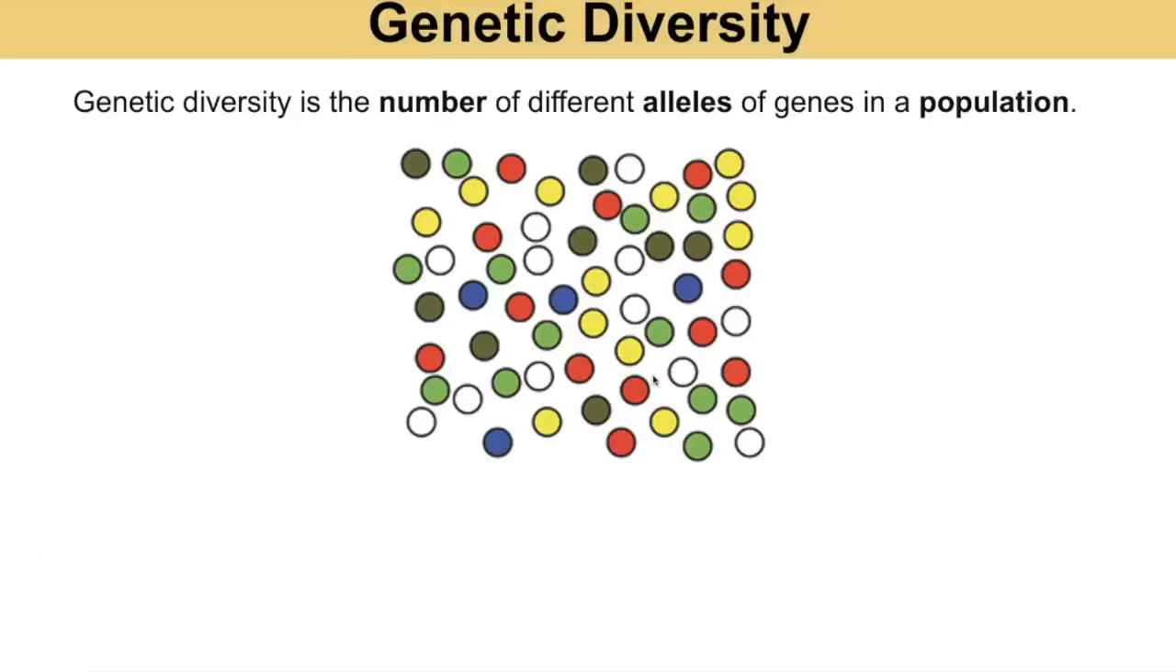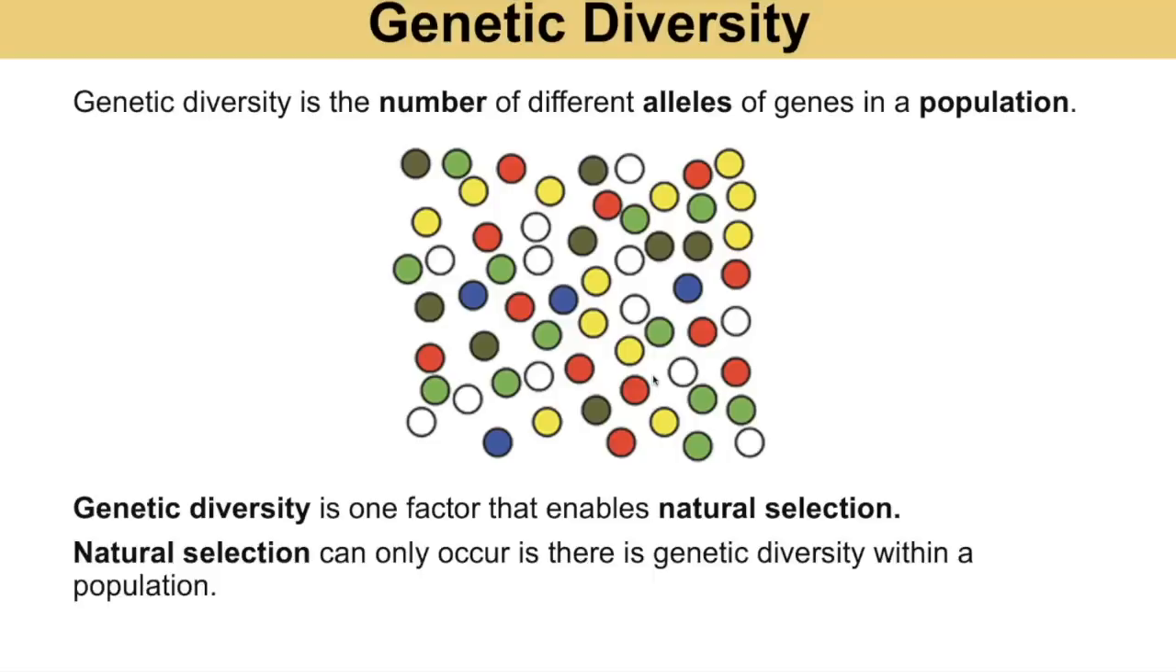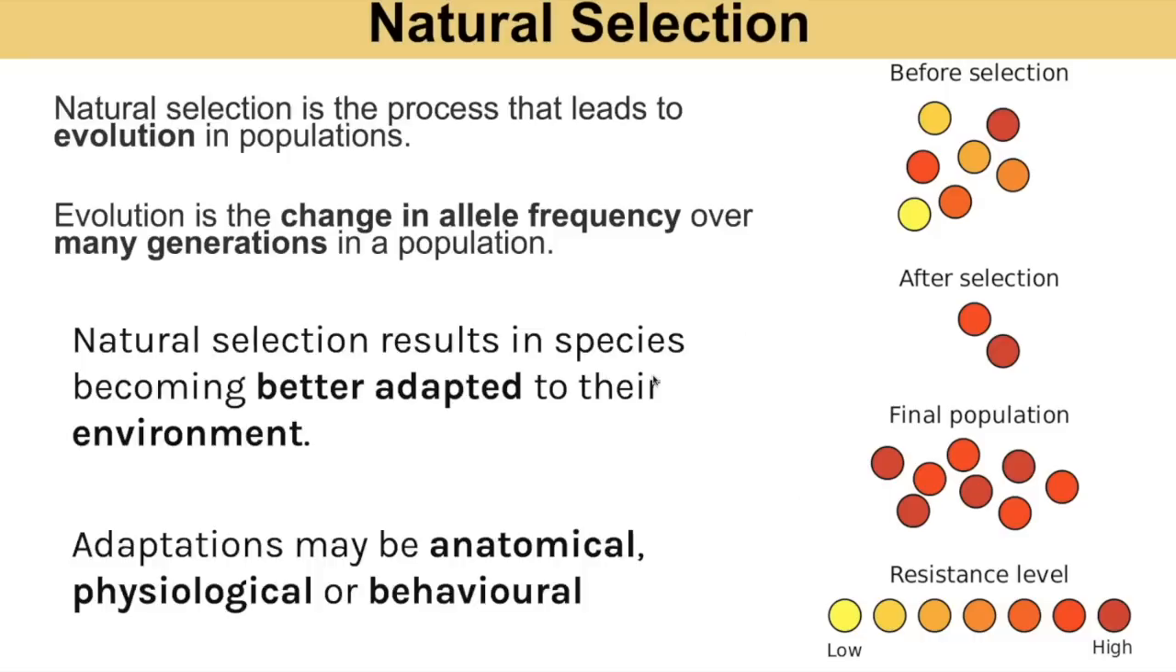Genetic diversity, this is the number of different alleles of genes in a population. And this is what enables natural selection. Natural selection can only occur if there is genetic diversity. Natural selection is the process that leads to evolution. And our definition of evolution is the change in allele frequency over many generations. Natural selection is really important to the survival of the whole species because it results in the species becoming better adapted to their environment. And these adaptations might be anatomical, physiological or behavioural.